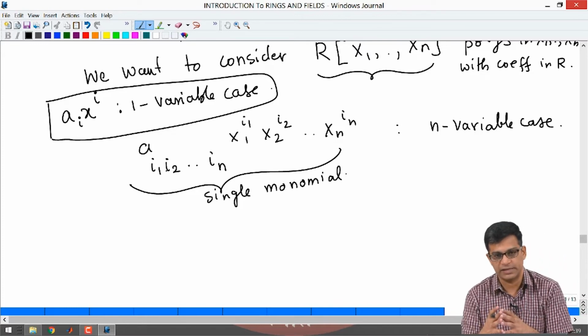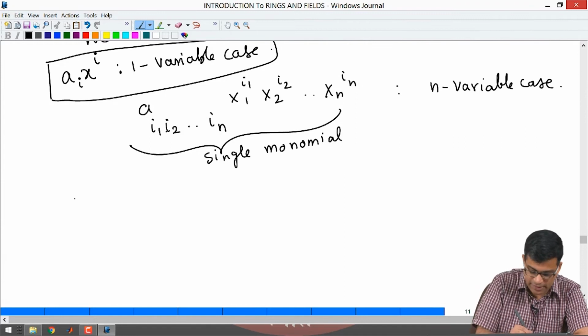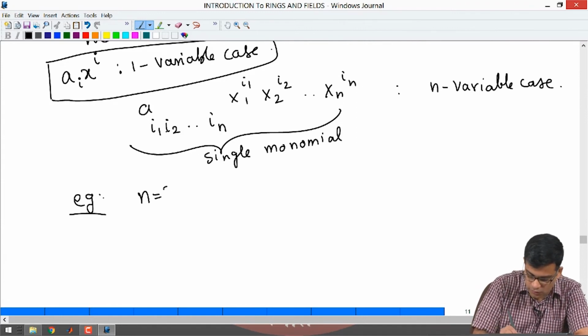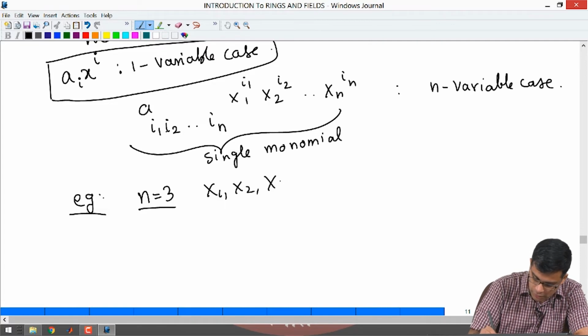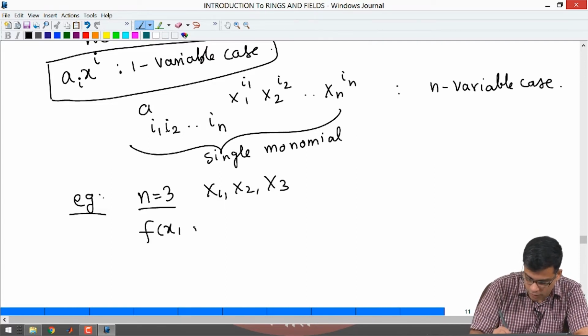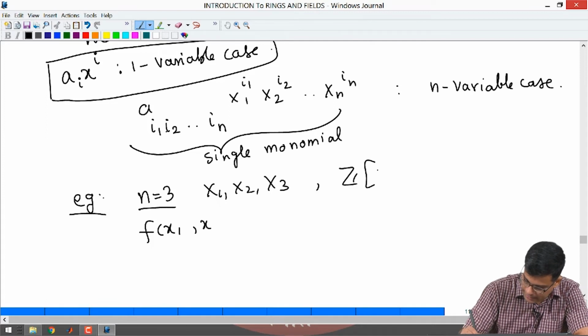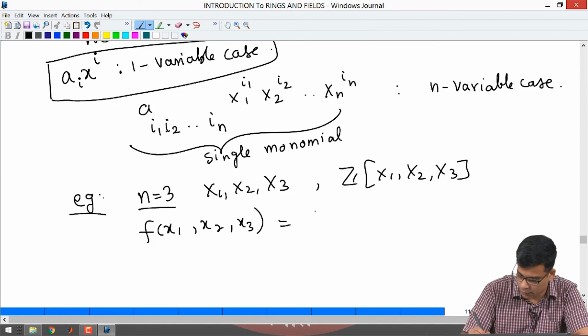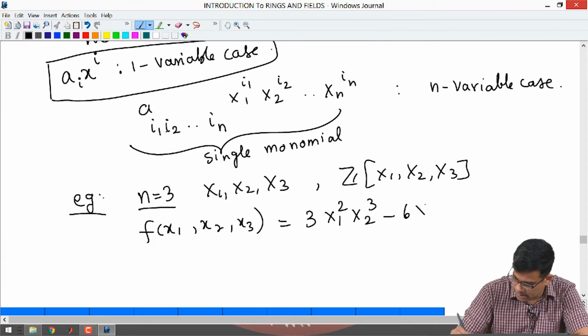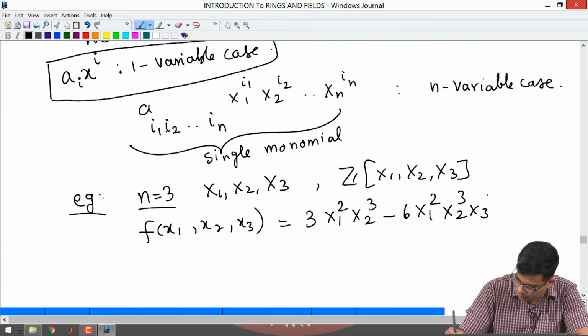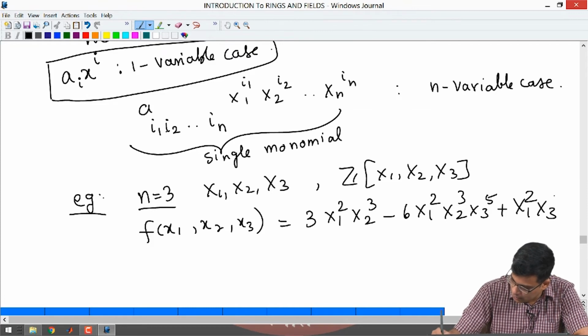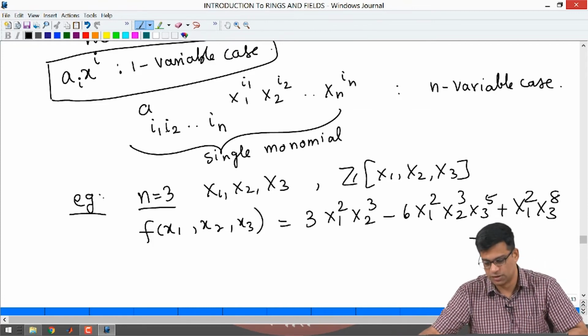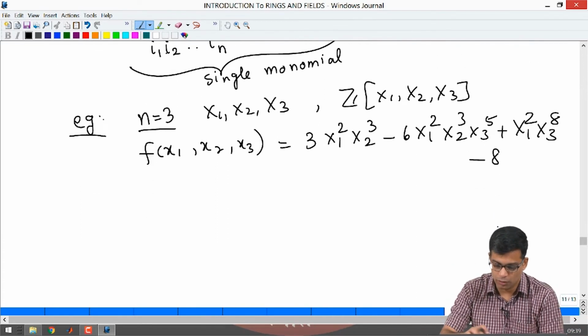Okay. Now, a polynomial will simply be several of these added together. So, as an example, let us take n is 3. So, you have x1, x2, x3. What is a polynomial? So, here we will write f of x1, x2, x3. So, f of x1, x2, x3, an example of such a polynomial, will be, let us say, 3 x1 squared x2 cubed minus 6 x1 squared x2 cubed x3 power 5 plus x1 squared x3 power 8 minus 8. I am just randomly writing something. So, several such things together.